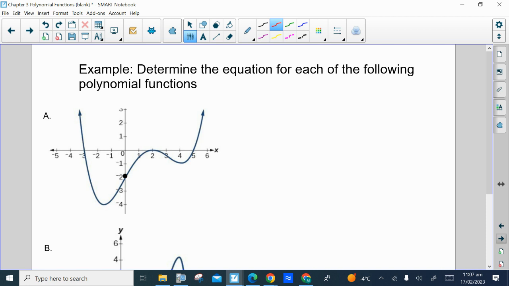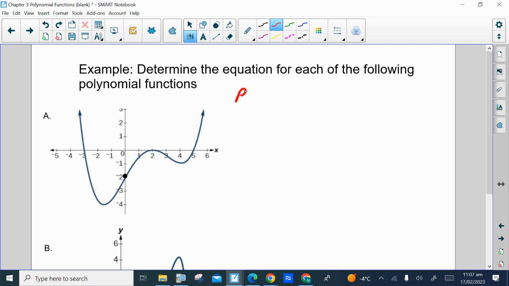So again, let's go back to determining some equations. If you look at these graphs, you've got an x-intercept of negative 3 with a multiplicity of 1 and an x-intercept of positive 2, and that has a multiplicity of 2 because the graph bounces off the x-axis there. Finally, we have an x-intercept of positive 5. So again, that would be a multiplicity of 1.